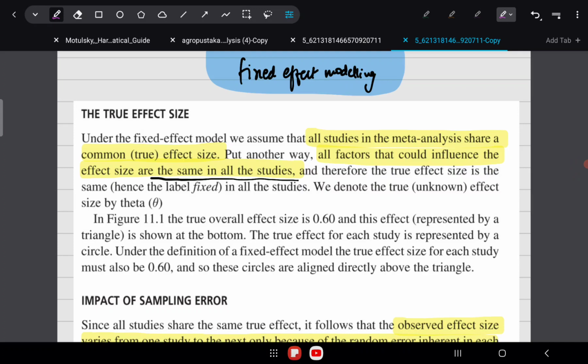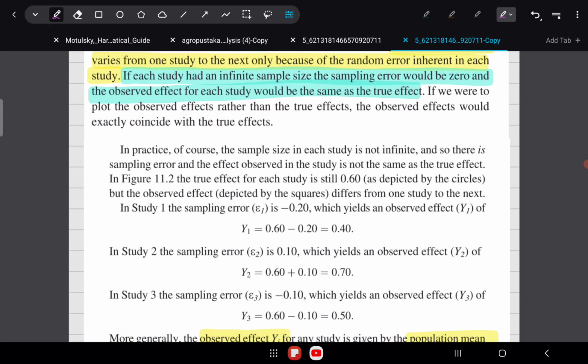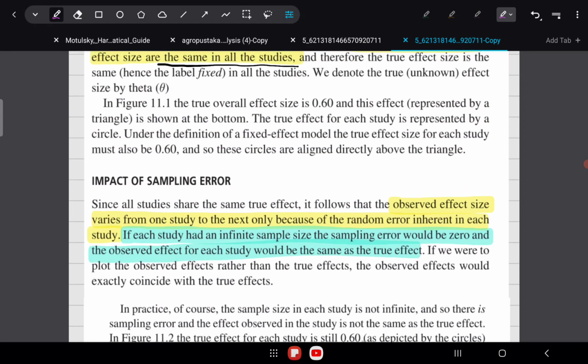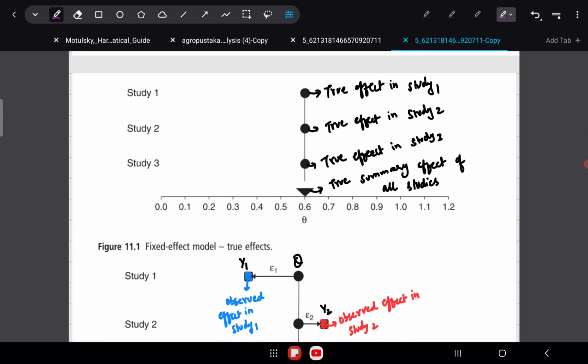So to go through fixed effect modeling just once more, we have discussed in the previous video that in fixed effect modeling the basic idea is that the true effect is common, or fixed, or the same in all the studies. As you can see, there are 3 studies in this meta-analysis, and the assumption is that the true underlying effect is the same for all the studies, and hence the true summary effect will also be the same. In this case, it's 0.6, right?